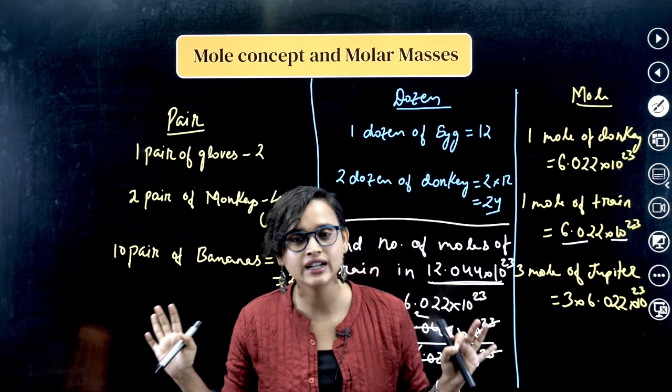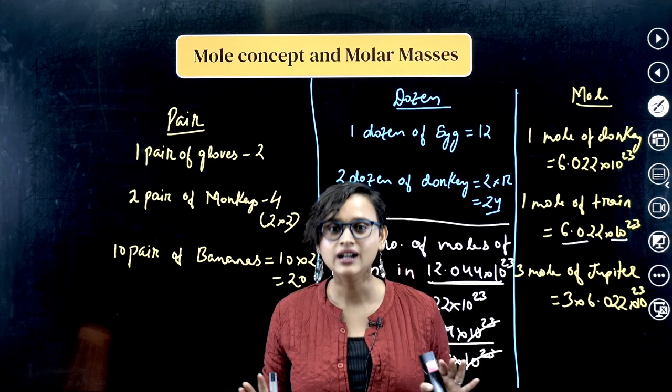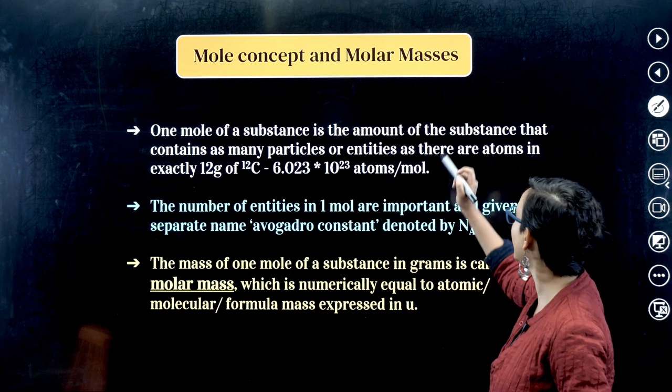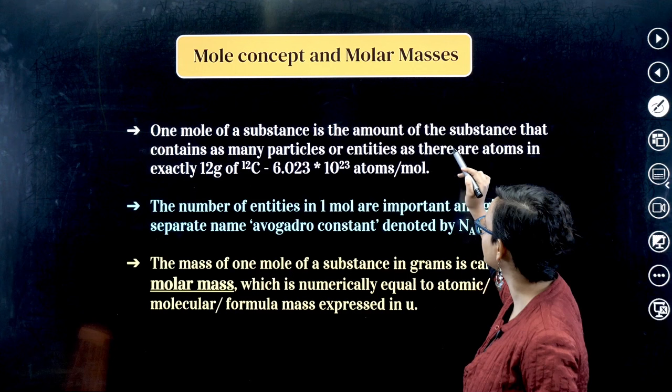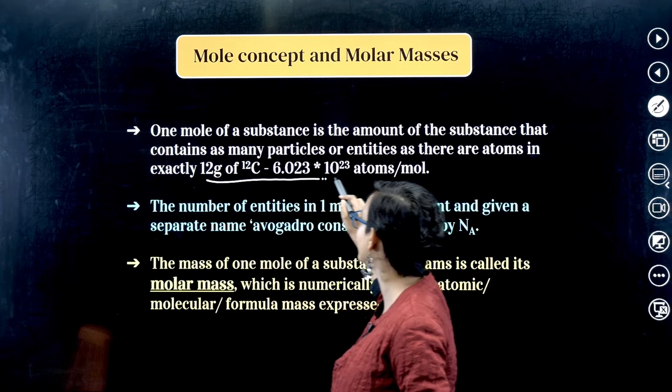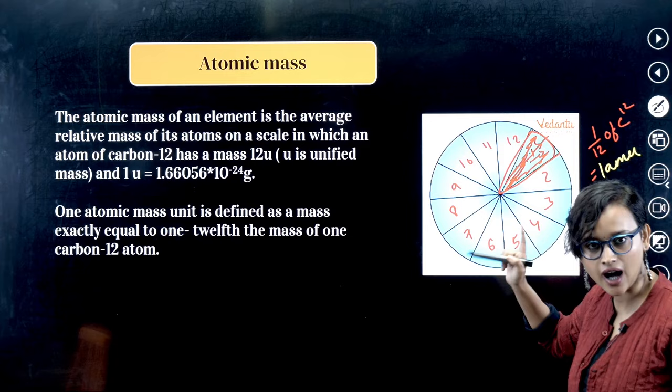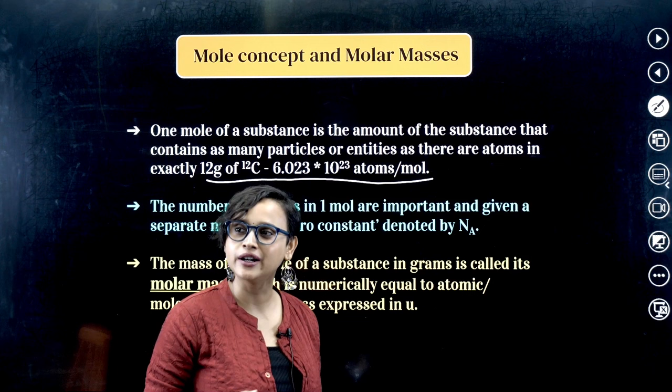Have you decoded the mole? You understand this? Amazing. Moving on now. Now let's clear the definition. The definition says that 1 mole of a substance is the amount of the substance that contains as many particles or entities as there are atoms in exactly 12 gram of 12C carbon. You remember this? In 12 gram of this 12C carbon, there are 6.022 into 10 to the power 23 atoms.